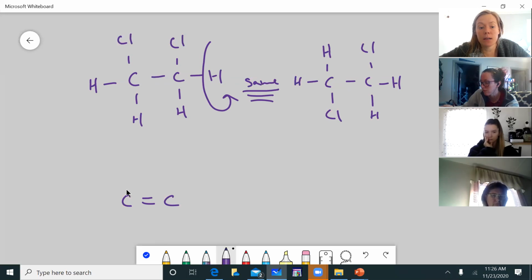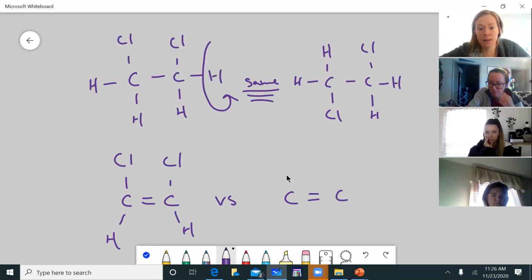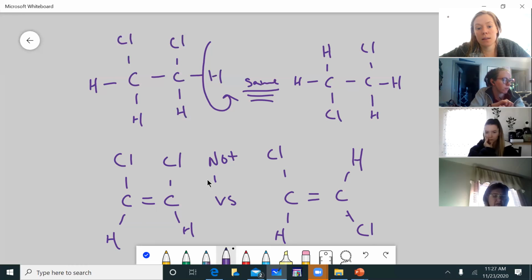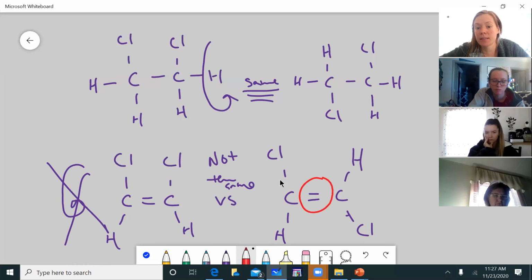Now I'm going to draw something a little different. Carbon double bonded to carbon, and I have a chlorine, a hydrogen, and a hydrogen, versus carbon double bonded to carbon, and I've got a chlorine, hydrogen. These are not the same. Why? Because this thing does not have the freedom to rotate. So if the chlorines are on the same side, that is different than if the chlorines are on the opposite side, if there is this double bond. This double bond or triple bond freezes it in space. This single bond allows rotation.